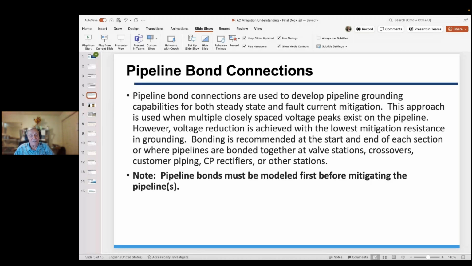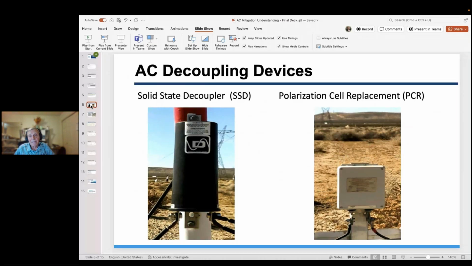If there's no effect, don't be surprised, and if there is an effect, don't be surprised either. So I bring that out. The other thing is, when you're doing pipeline bonds, they must be modeled first before mitigating the pipelines, and then you could turn them on and off and things of this nature. If you could bring up the next slide, Nick. Thank you.